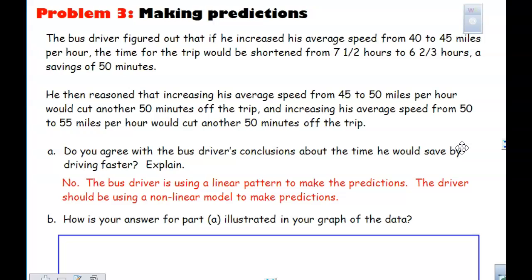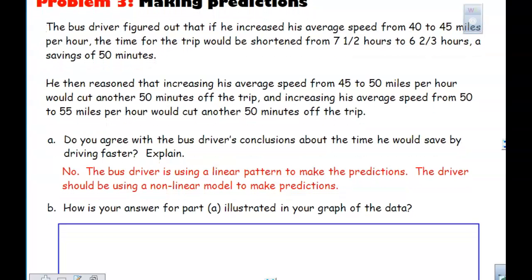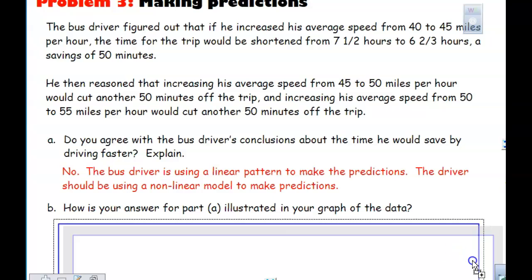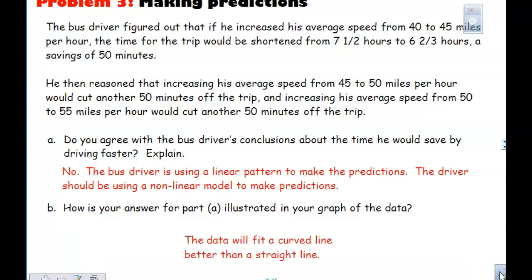It says, how is your answer for part A illustrated, shown in the graph of our data? And you should be able to write that it was a curved line. It was not straight, so it was not constant subtraction.